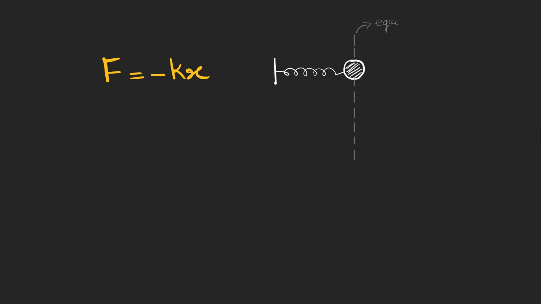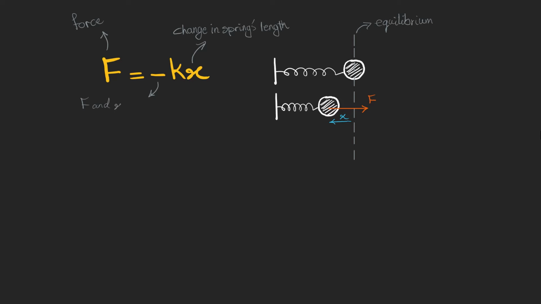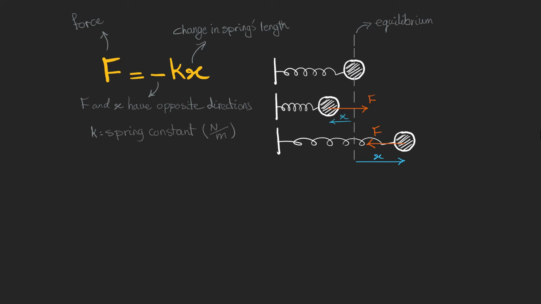When the spring is not stretched or compressed, it is in equilibrium. When the spring is compressed and its length changes by an amount x from its equilibrium position, a force in the opposite direction is exerted on the object by the spring, trying to take it back to the equilibrium position. Similarly, if we stretch the spring, the same force acts on the object, but this time in the opposite direction. And finally, k is the spring constant and shows the stiffness of the spring.